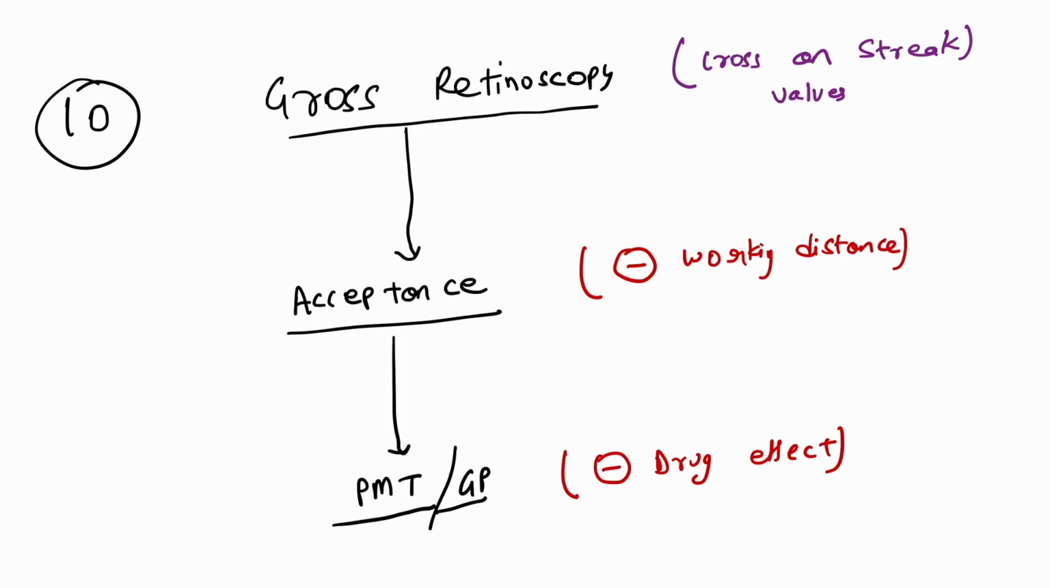Remember, gross minus working distance equals acceptance. Acceptance minus drug equals PMT, the final prescription.